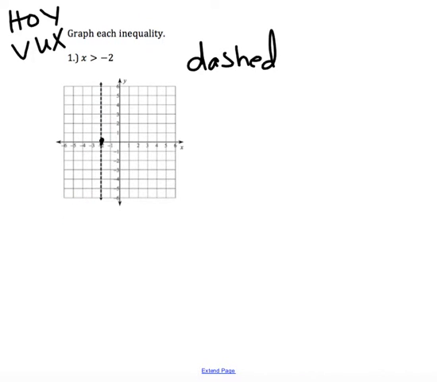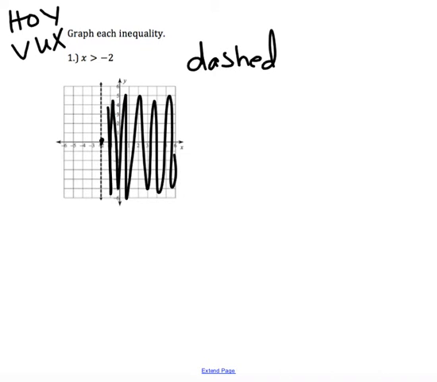And now we need to decide to shade. And if we just simply read our instructions here, it says that we want all the values that are greater than -2. And so on the x-axis, the values that are greater than -2 would be this side. And so you don't need to spend a lot of time shading, just simply enough shading to know that we're looking at all of the values on this side of the graph.